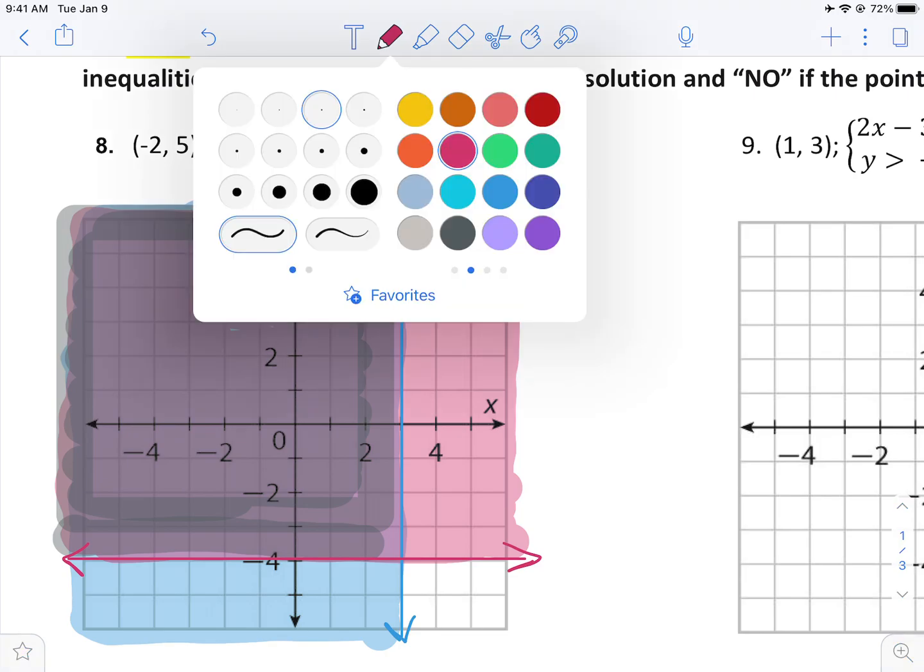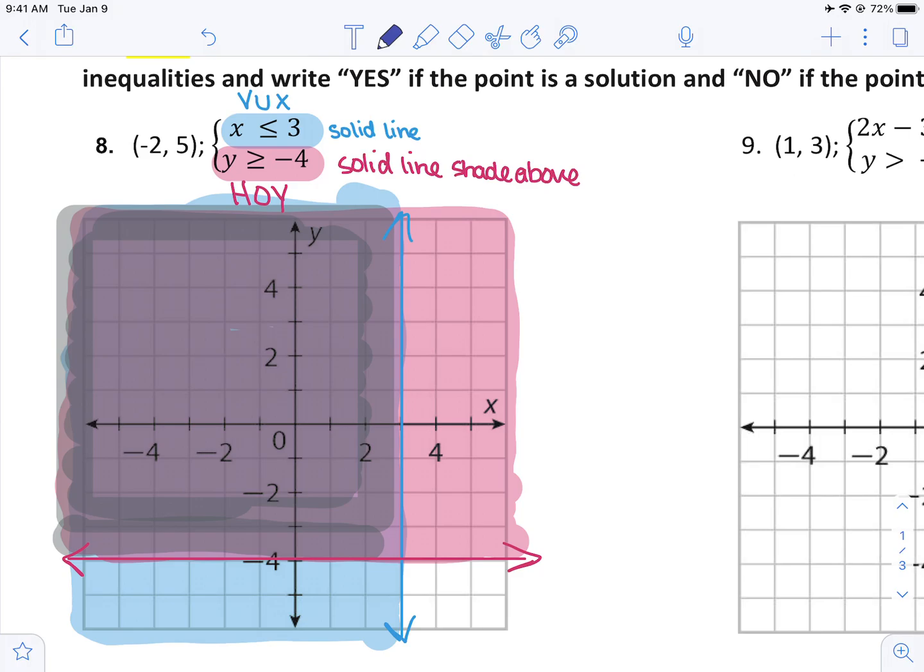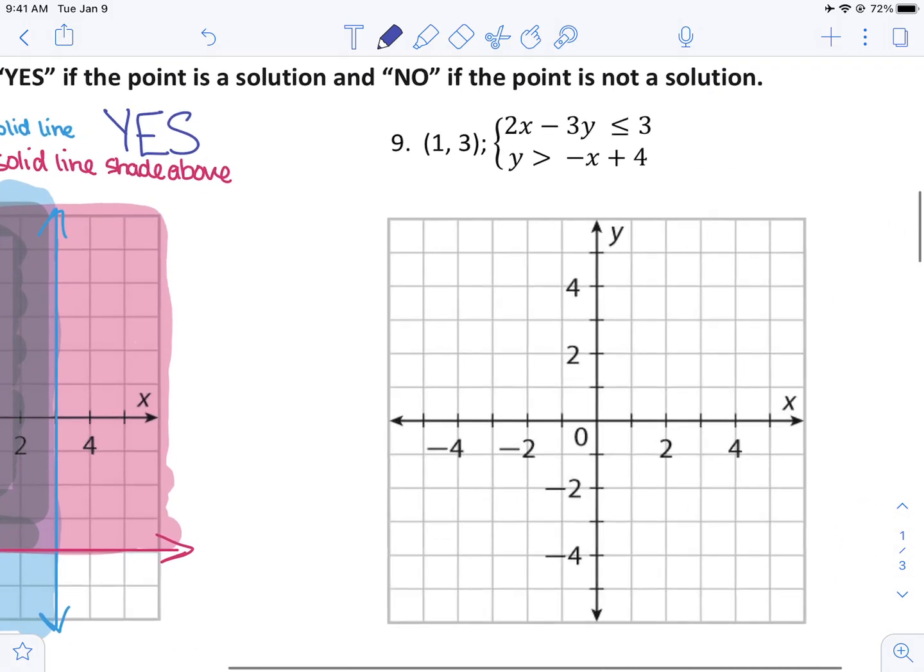Okay. So I'm going to plot the point that it gives me. So let's do this dark blue. So it wants the point -2, +5. That's right here. That point is in that dark gray area. So yes, this is a solution. So we're just going to write yes. Okay. The next one.